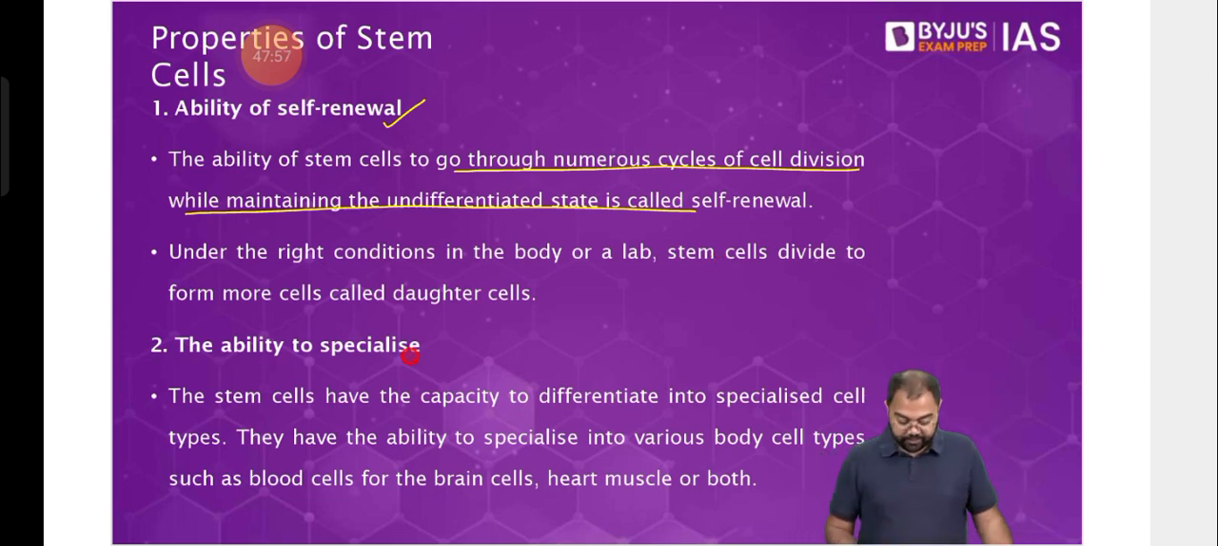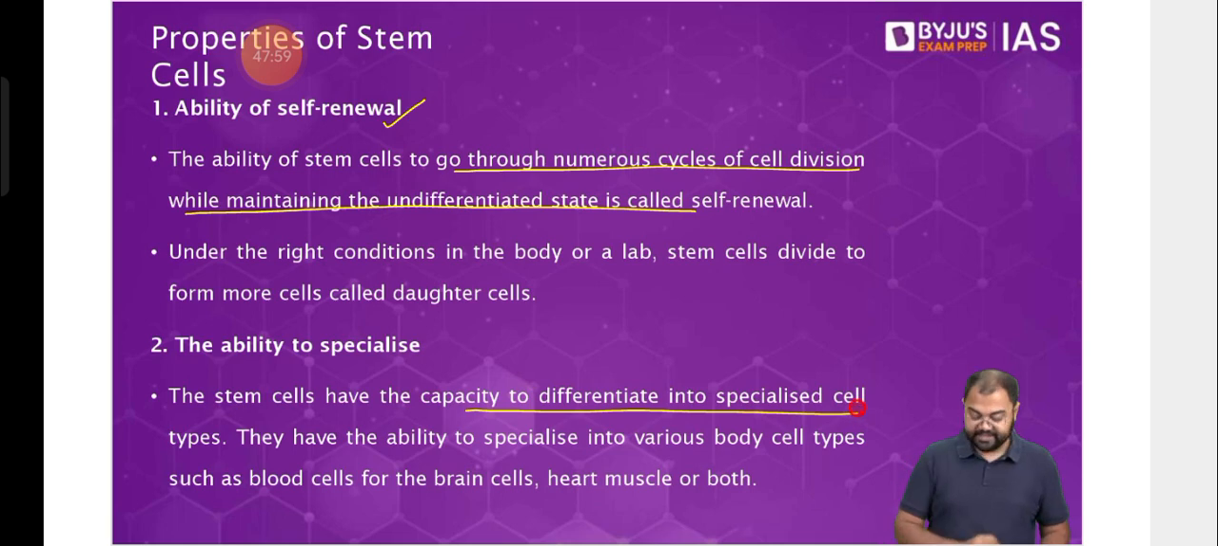Then there is their ability to specialize. We know that they have the capacity to differentiate into specialized cell types. All these specialized cell types they can basically develop into. So that's why we are talking about their ability to specialize.